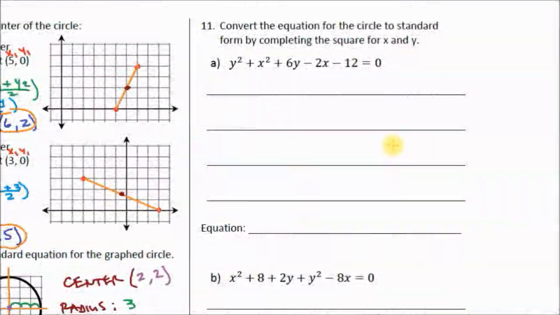Okay, here we are at question number 11, the last question on your Unit 11 Test Review 1 worksheet. Here's a little tougher question. Convert the equation for the circle to standard form by completing the square for x and y. I'm going to follow the steps outlined in your flipbook and the steps that we covered in class.